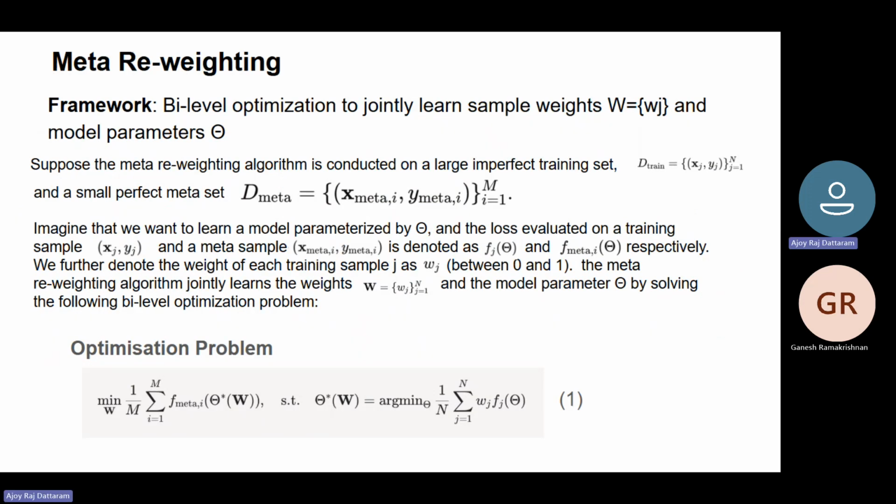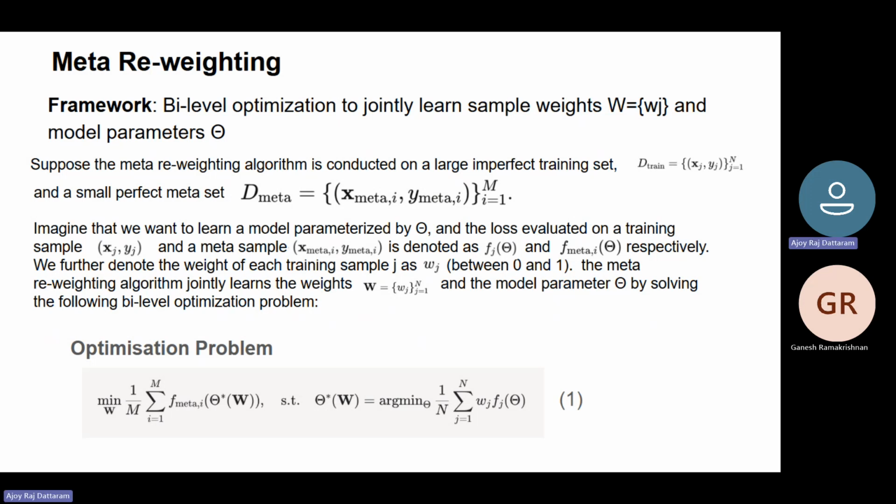So coming to that technique, which is meta reweighting. Meta reweighting learns two things together: sample weight, how important each training sample is, and the model parameter, the numbers the model uses to make predictions. So this is bilevel optimization.